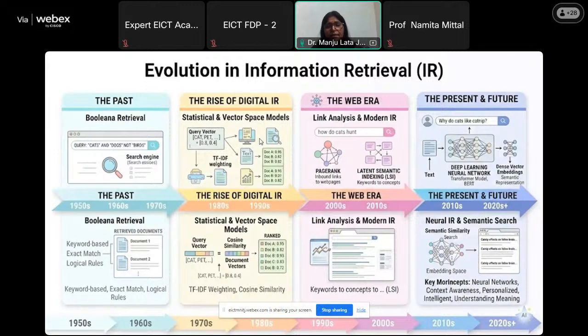So in the web era, link analysis and modern IR, which make use of semantics, came into the picture. This was the era wherein semantics was introduced for the first time. Link analysis was specifically used in web-based information retrieval, wherein a particular web page is retrieved if it is linked by, or referred to by, other web pages. The more web pages, the more relevance.